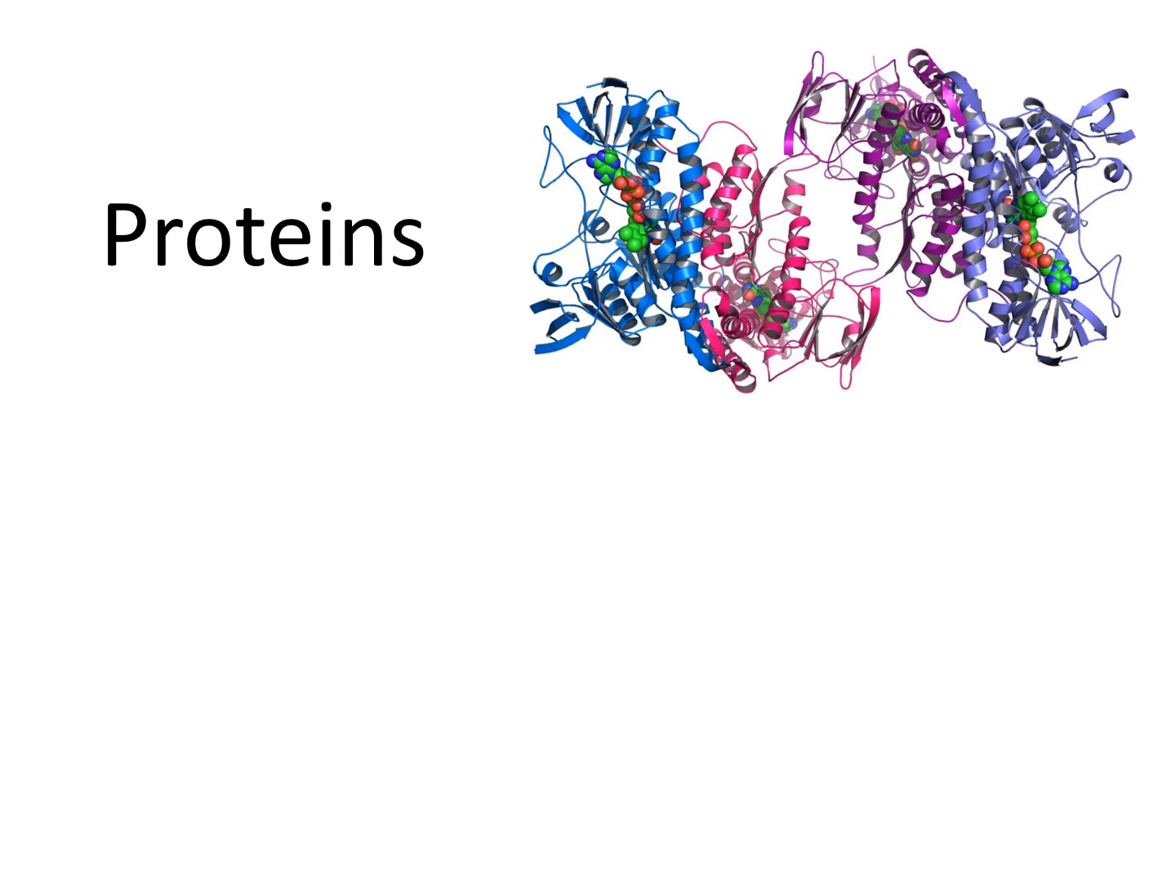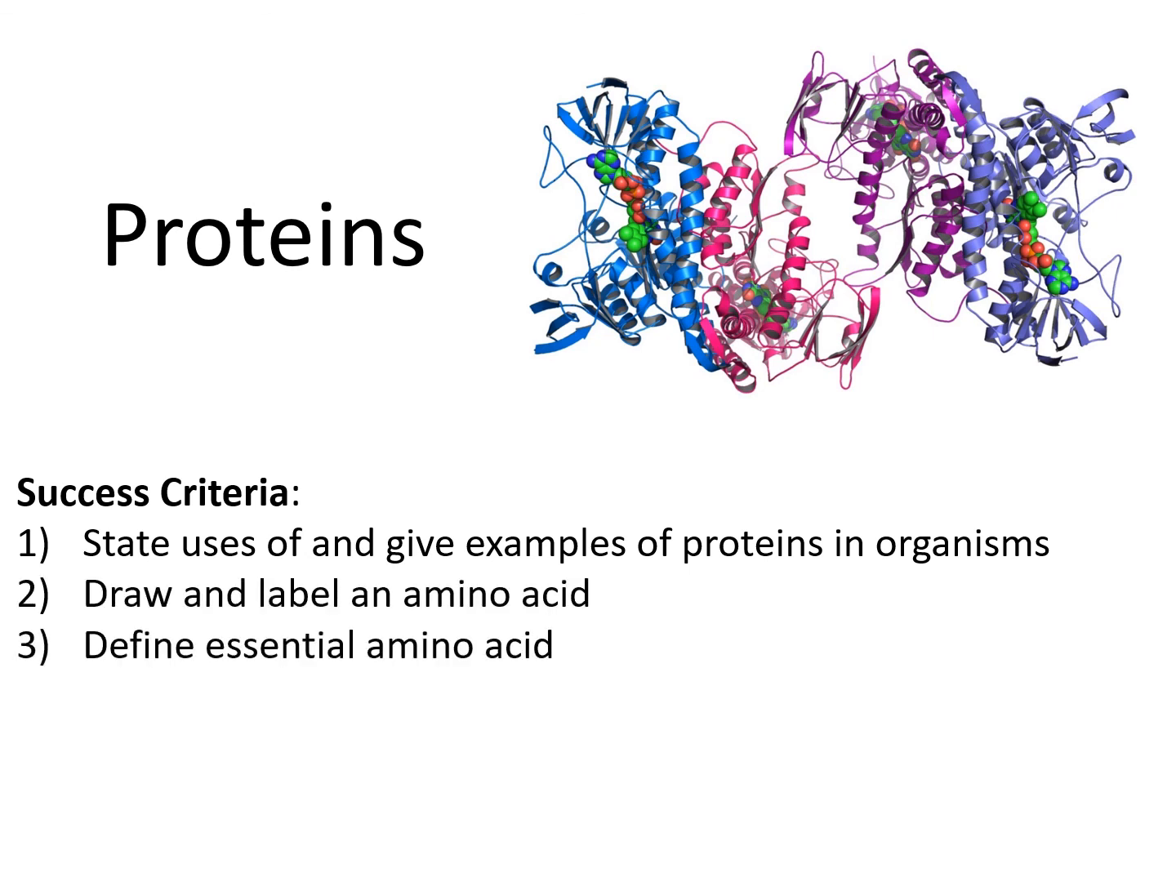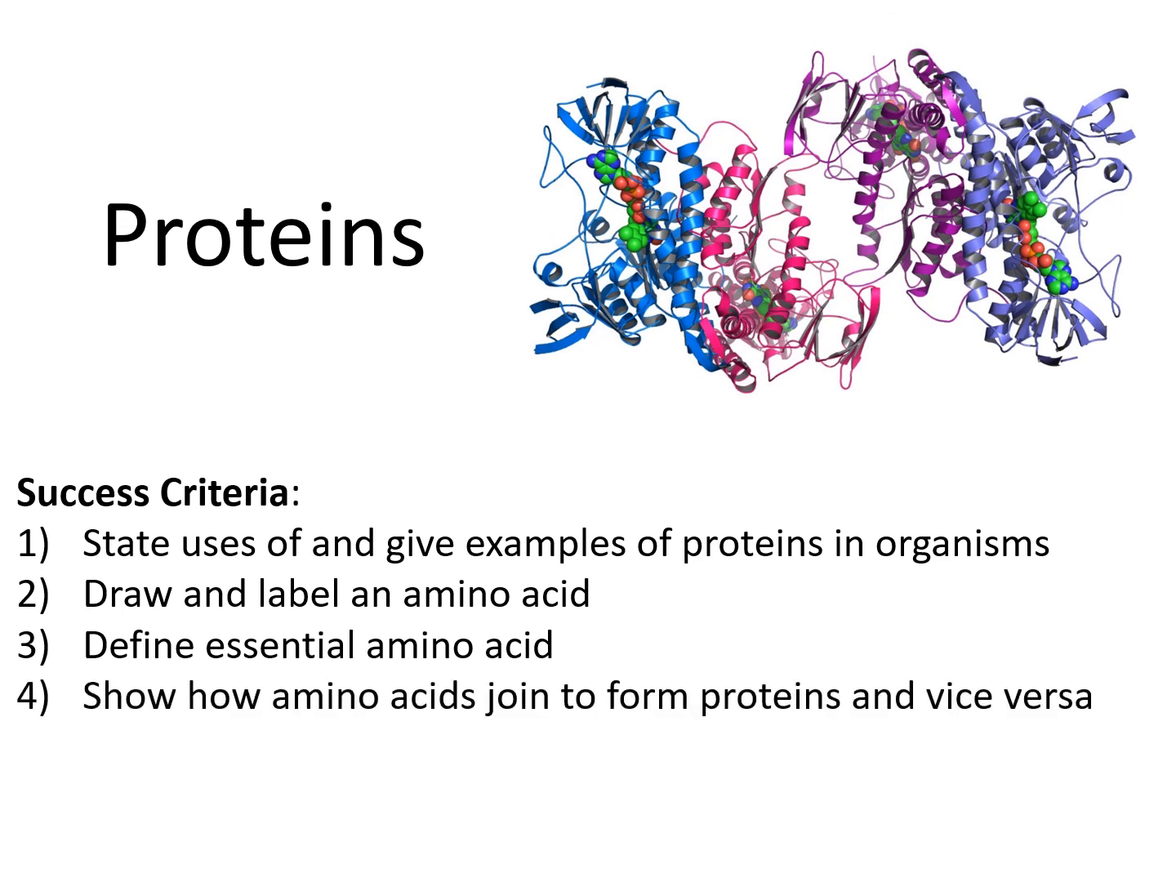And that's us done. So we have covered the following. We've given uses and examples of proteins. We've drawn and labelled an amino acid. We've defined an essential amino acid, shown how amino acids can join to form proteins, and then how proteins can be broken down to form amino acids. And we've explained how proteins become denatured.